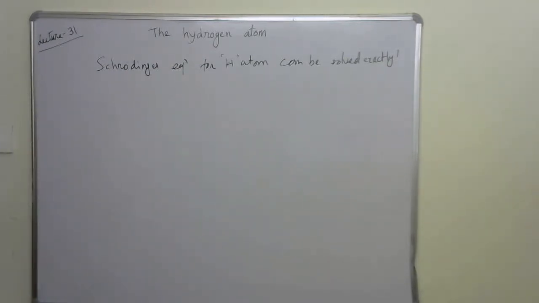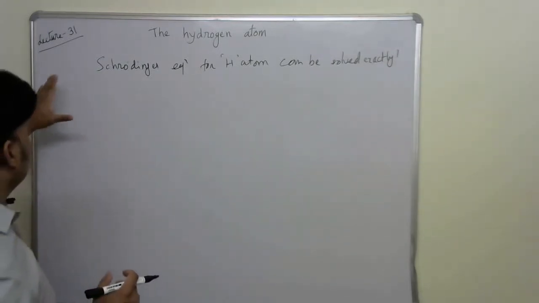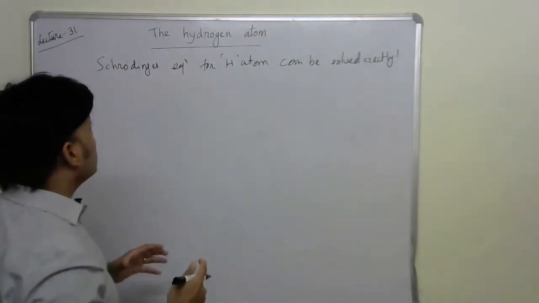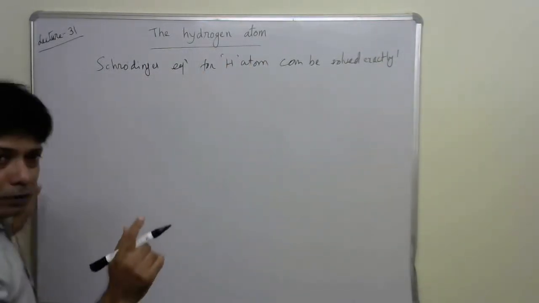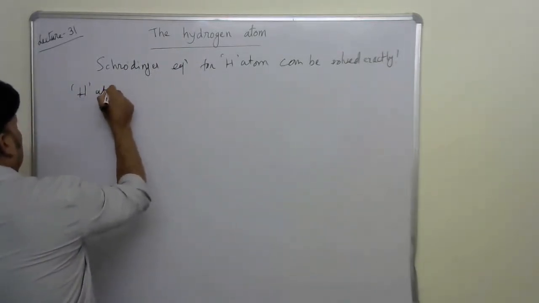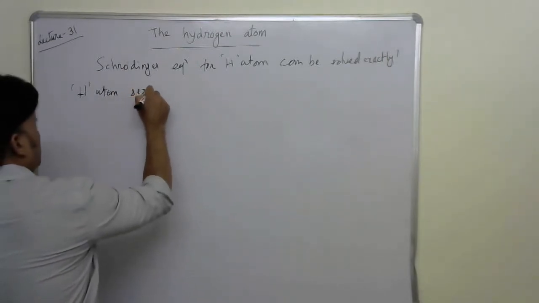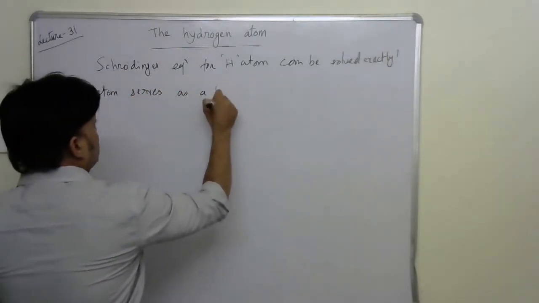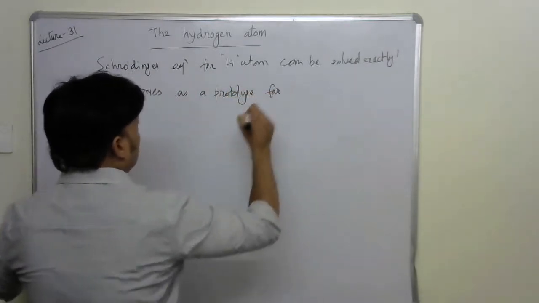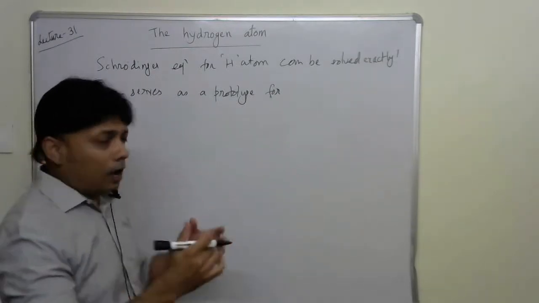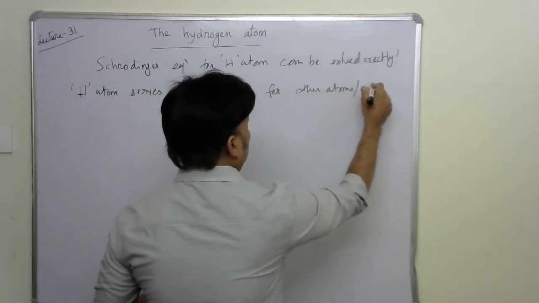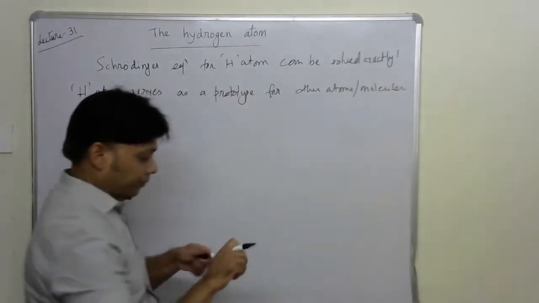So now, having known that, why do we concentrate on learning the details of the hydrogen atom? The main reason is that the hydrogen atom serves as a prototype for other atoms and molecules. Okay, so that is the main reason.